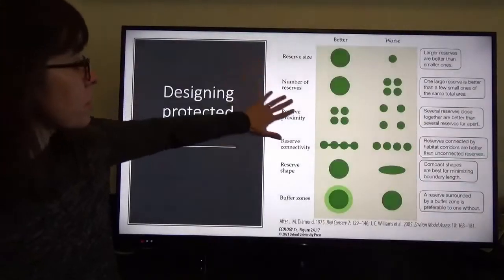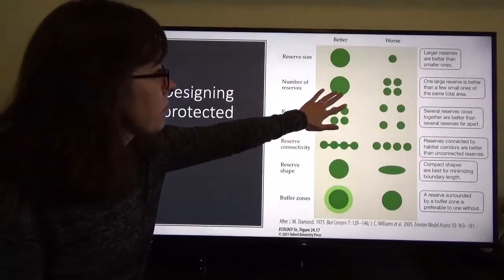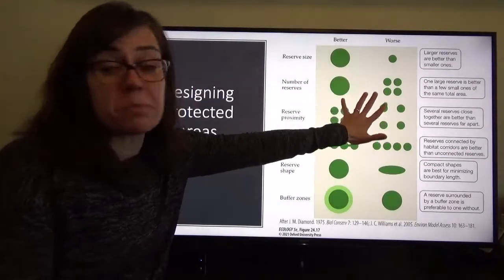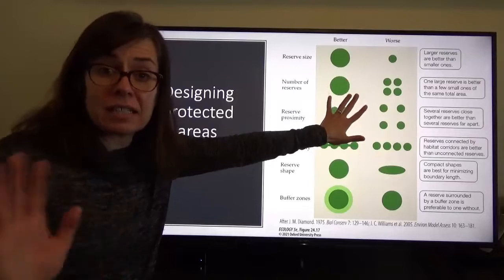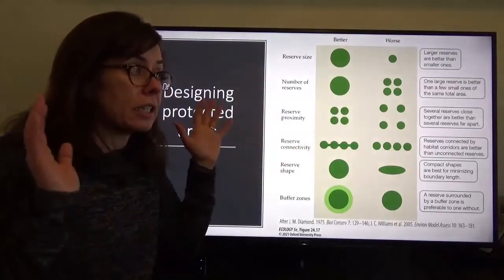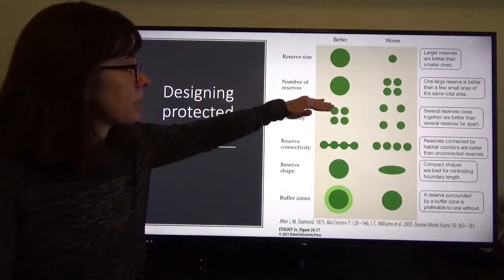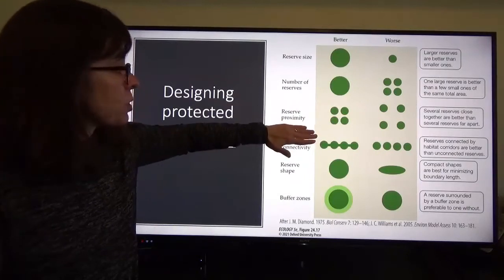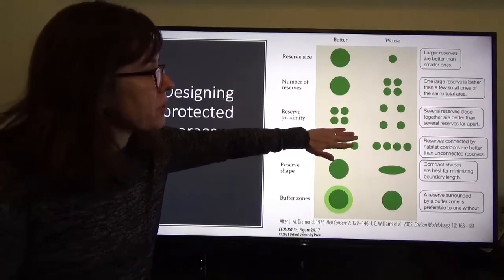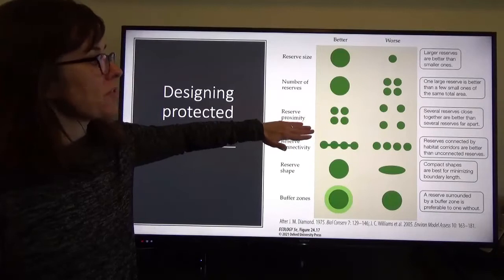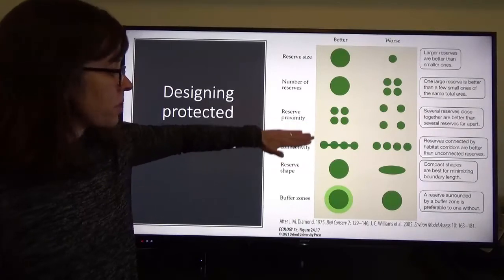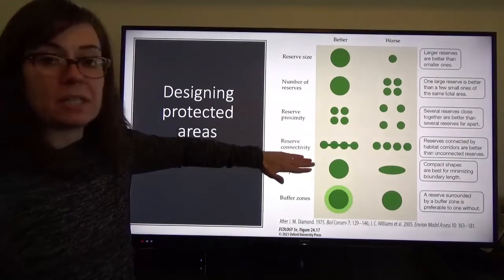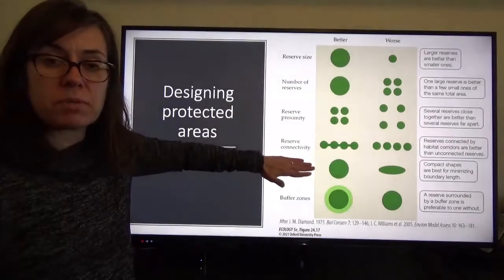Okay, so back to our rules. Your textbook says that one large is better than several small, but just flagging the fact that this is not necessarily the one answer. Reserve proximity. Several reserves close together are better than several reserves far apart. And both of these relate to the connectivity and the ability of biota to disperse between fragments.